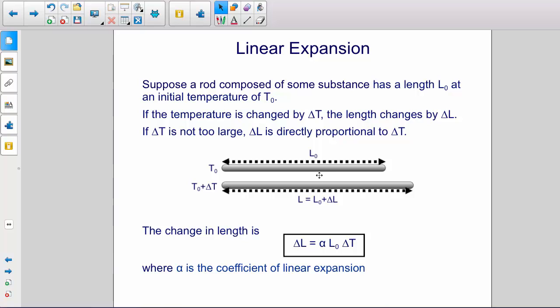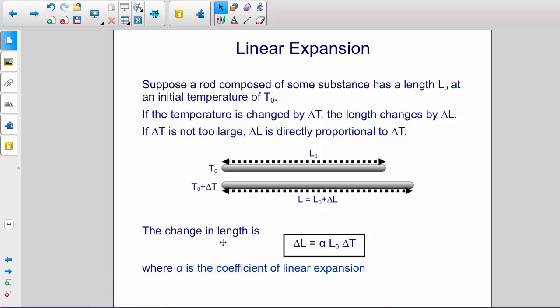Suppose a rod composed of some substance has a length L0 at an initial temperature T0, as depicted in the picture below. If the temperature is changed by an amount delta T, let's say increased, then the length changes as well by a positive amount delta L. If the change in temperature isn't too large, the change in length should be directly proportional to the change in temperature. So we get the second one of our diagrams here. At the higher temperature, T0 plus delta T, the length is increased to L0 plus delta L.